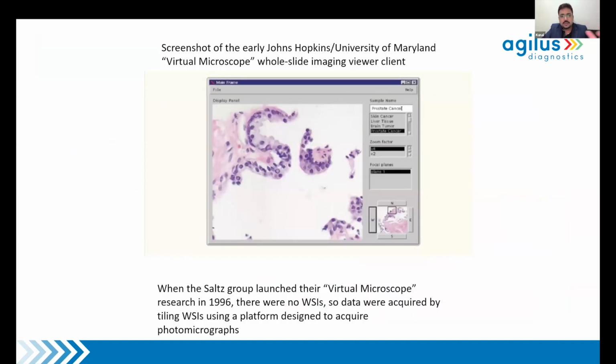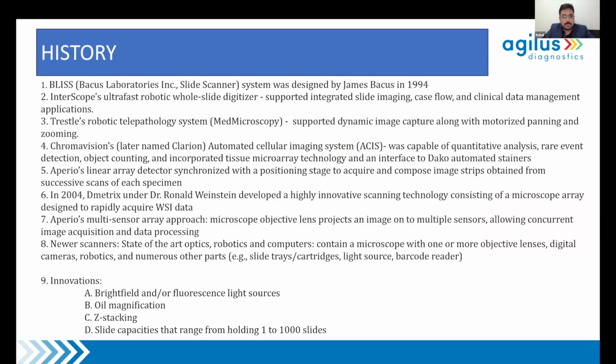So let's just go a little bit into the history. This is the screenshot of the early Johns Hopkins University of Maryland virtual microscope. This was when the Saul's group launched their virtual microscope in 1996. There were no whole slide images at that time. So data was acquired by tiling WSIs using a platform designed to acquire photomicrographs.